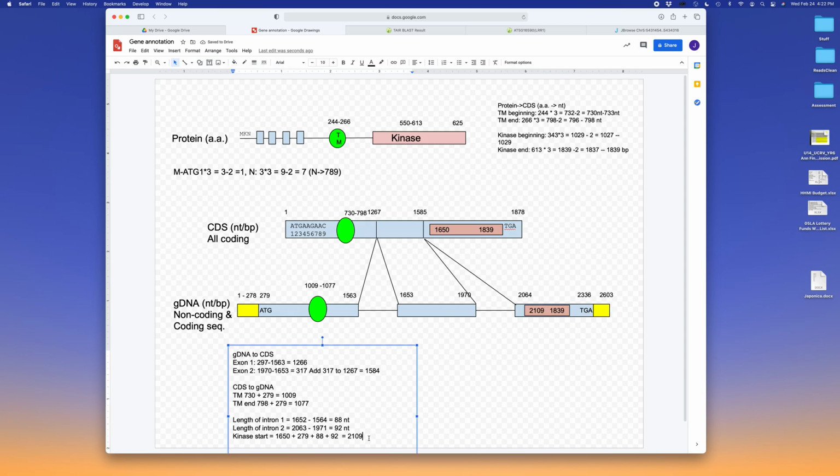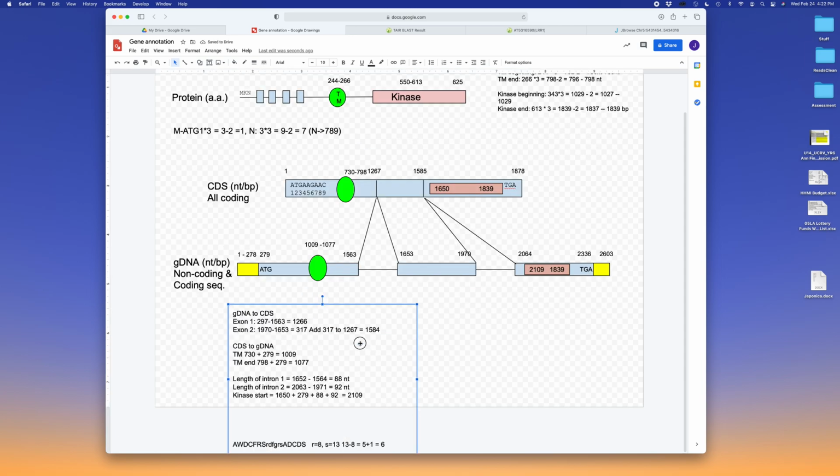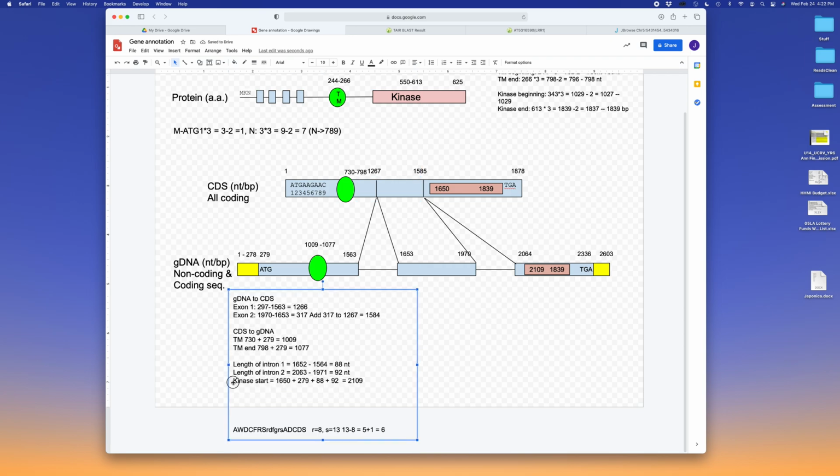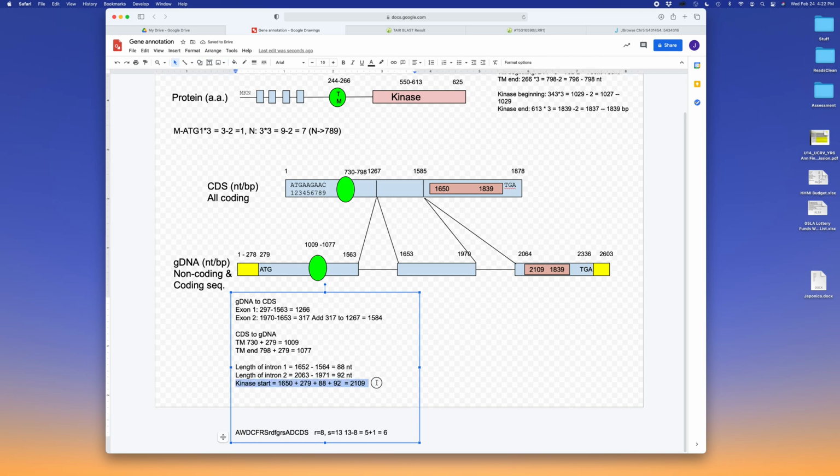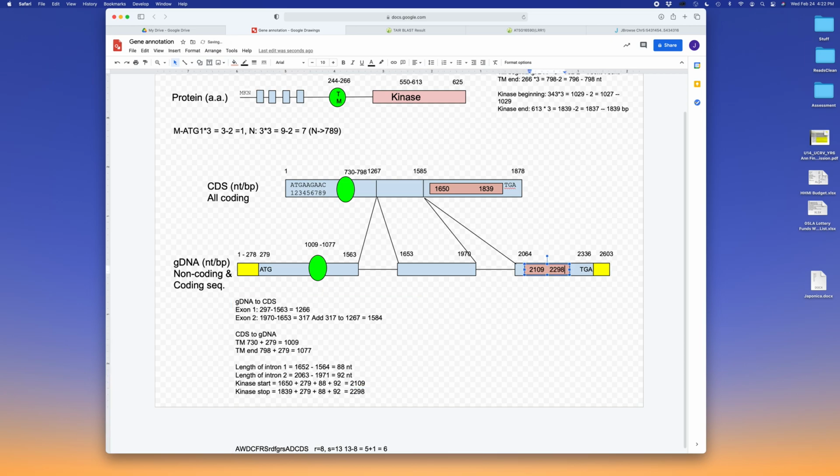In the same logic, we're going to do this for the kinase stop. The kinase stop is going to be 1839 plus the UTR plus the length of intron 1 plus the length of intron 2, and so that's going to give us 2298. Okay, 2298. There. That's how you do that. That's how you translate, or convert, between these different coordinate systems.